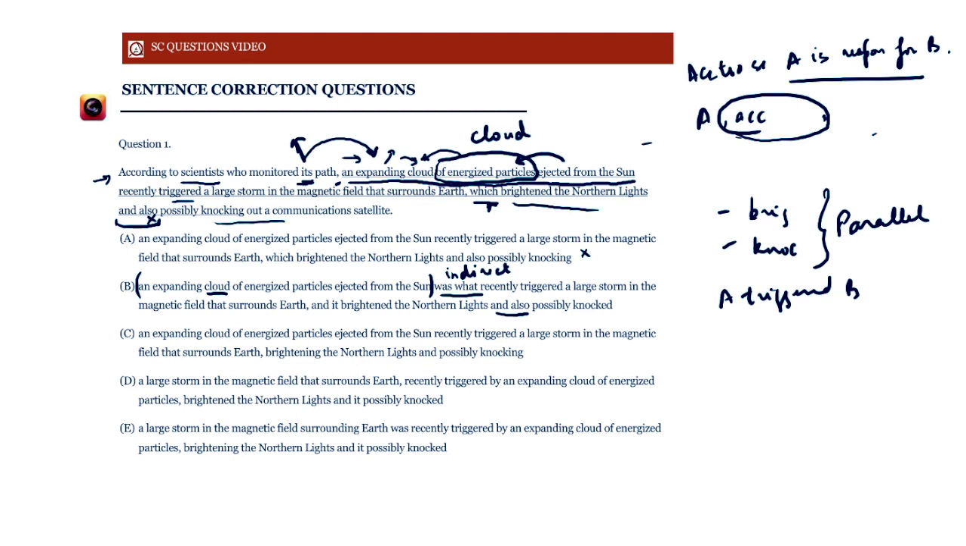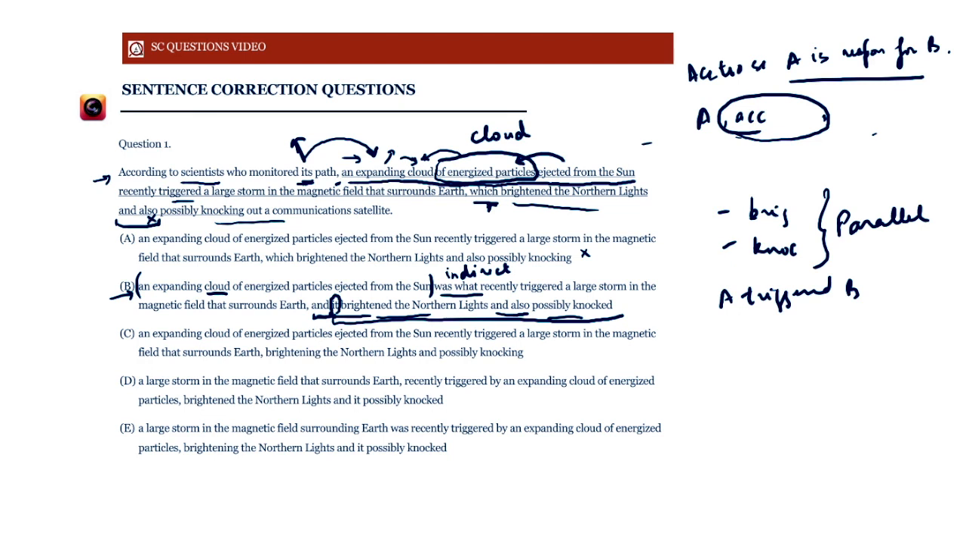All right. So was what recently triggered a large storm in the magnetic field that surrounds Earth, and it brightened the northern lights and also possibly knocked out a communications satellite. Now, what does this it refer to? Well, it should ideally refer to the cloud, right? Because again, this is a main clause. This an expanding cloud of energized particles. It's an independent clause, and it brightened the northern lights and also possibly knocked out a satellite. This is also an independent clause.